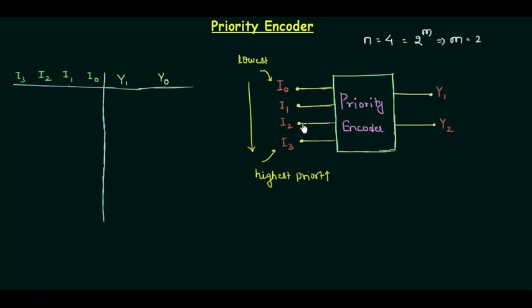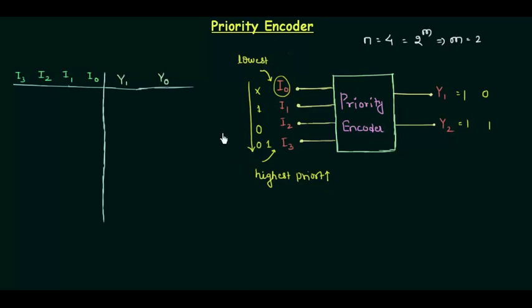What we actually have to do by setting the priority is that if I3 is high, let's say, then we don't have to check for I0, I1, I2. We will just set y1 equal to 1 and y0 equal to 1, because 1 1 reflects I3. Similarly, if I3 is 0, I2 is 0 and I1 is 1, then we don't have to look at I0. It is don't care for us. Whatever the value of I0, we don't have to do anything, because the priority of I0 is less than I1, and the output will be 0 1. So this is what we have to do in the priority encoder.